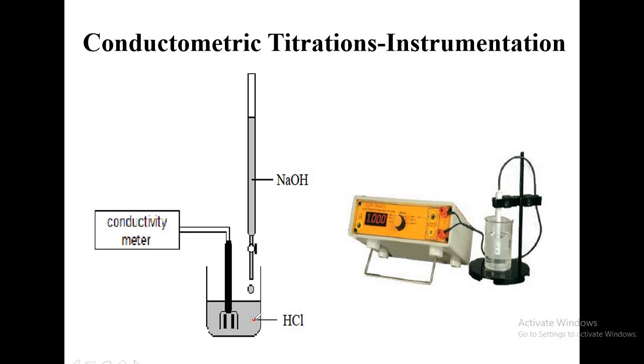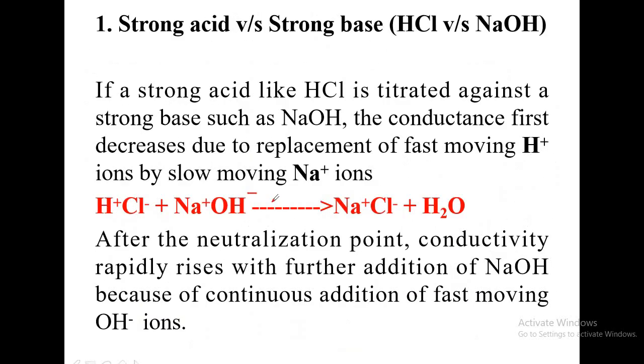In other words, the H plus ions present in the solution are replaced by the Na plus ions of the base. H plus ions are small in size, they are fast moving. So fast moving H plus ions are replaced by slow moving Na plus ions, and that is why conductance decreases.